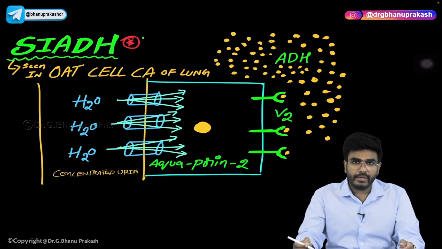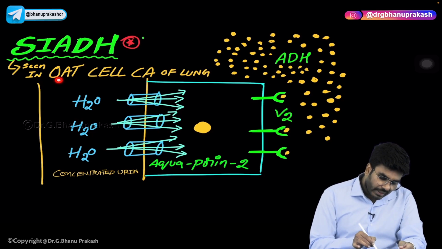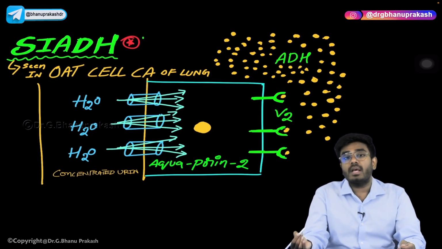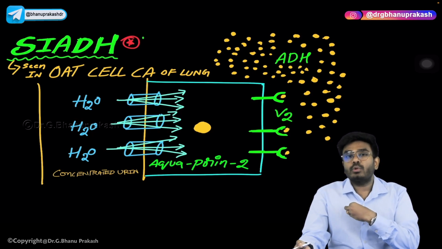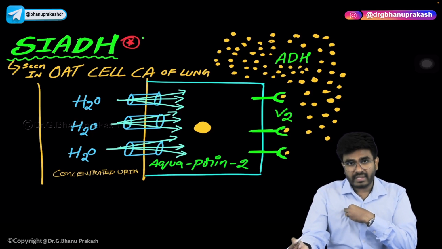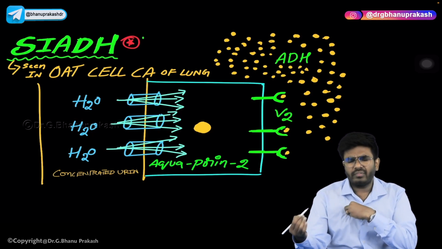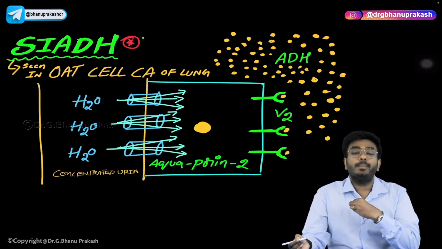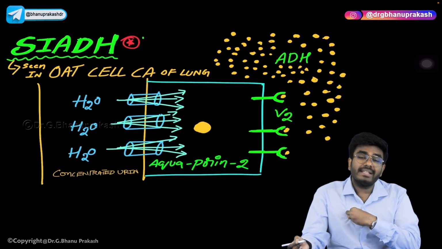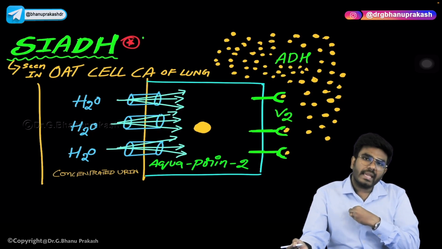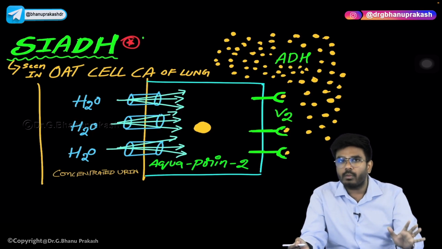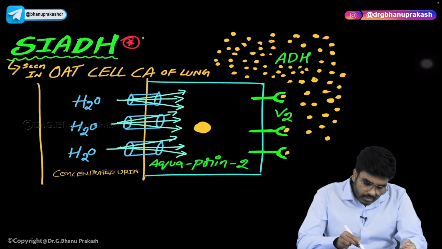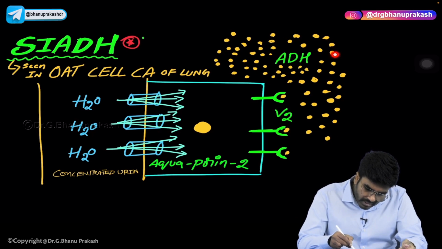Now, why is there more antidiuretic hormone? Because of a condition called oat cell carcinoma or small cell carcinoma of lung. Now our patient has a cancer of the lung. Which type of cancer? There are different types, like large cell cancer, small cell cancer. Now our patient has small cell carcinoma of lung, also called oat cell carcinoma of lung. Now what is this cancer doing? This cancerous mass is abnormally producing antidiuretic hormone. Cancers can produce anything, right? So you can see in the image, so many antidiuretic hormone molecules are there.